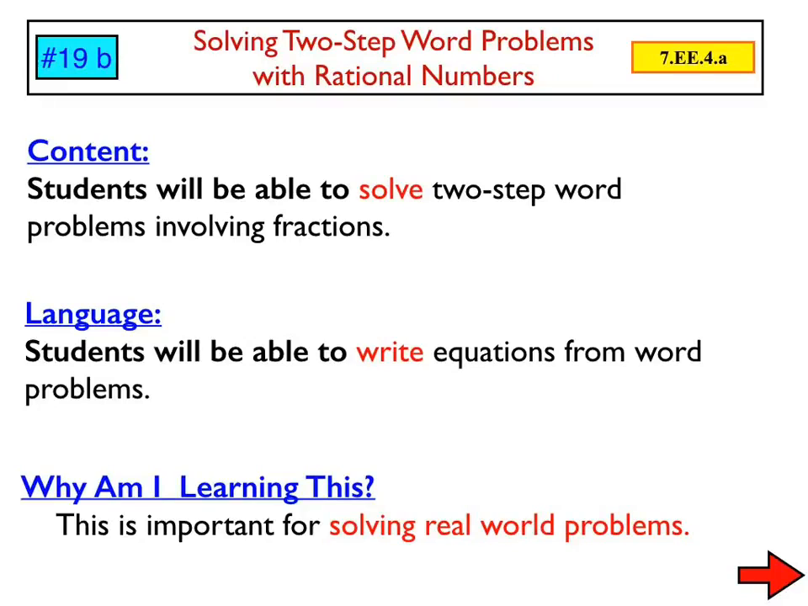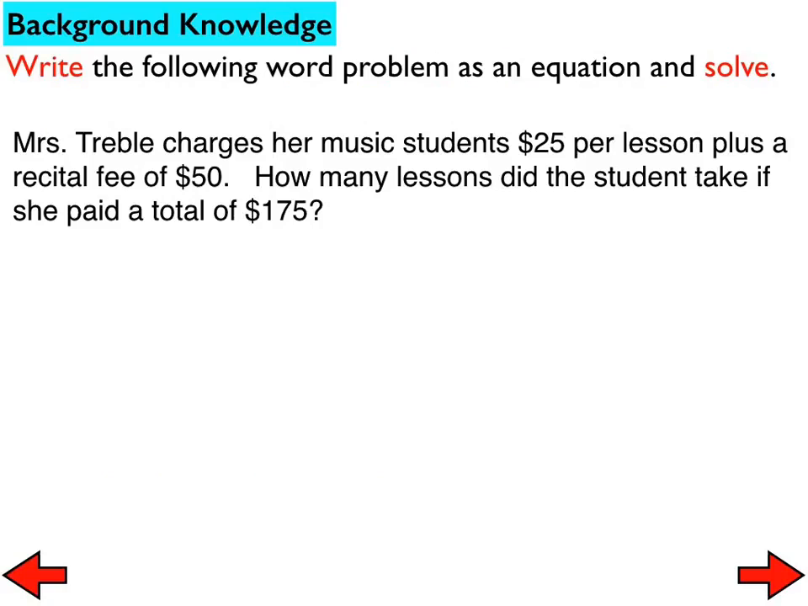Lesson 19B, we are solving two-step word problems with fractions. So this is the third time we're doing this kind of problem. We did the same thing with integers, then we did the same thing with adding and subtracting positive and negative decimals. Now we're going to do that with fractions. So these word problems are going to look very familiar to you because it's the same setup that we've been practicing for a long time now.